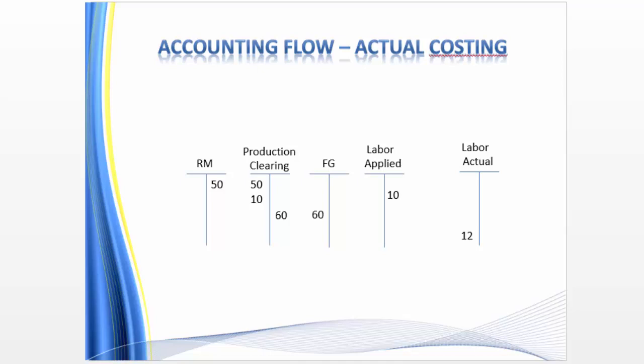And then the next transaction is applying labor, whether it be for a finished good or a formula, it doesn't really matter, either application method. We're going to debit or increase the production clearing account, and then we're going to hit an applied labor account or an offset account. Normally, this would not be the labor account itself. This is a contra account.